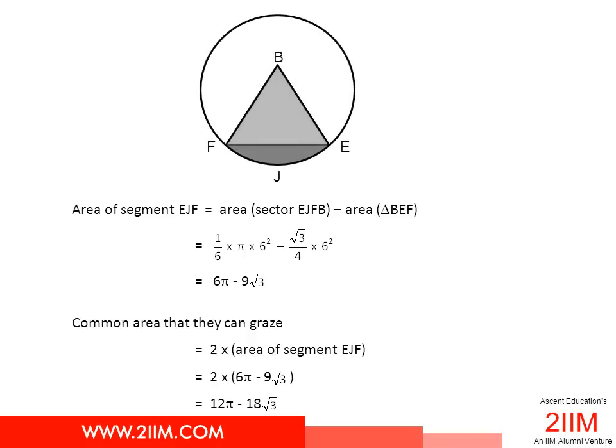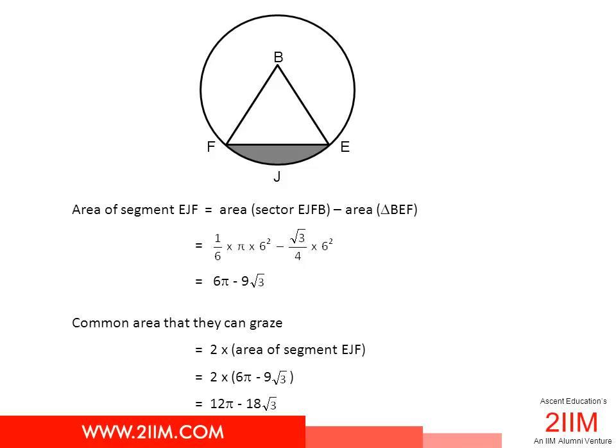Looking at the same diagram another way, we can see that the area of the segment EFJ is the area of the sector EJFB minus the area of triangle BEF, and twice the area of this segment would be the area of the shape which overlaps between the two circles, which again is the common area which both horses can graze. Now, how do we find the area of the sector EJFB?